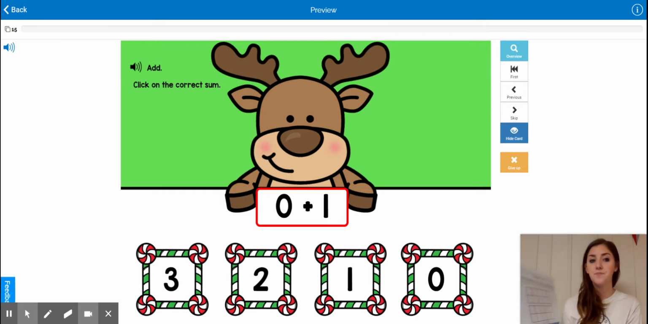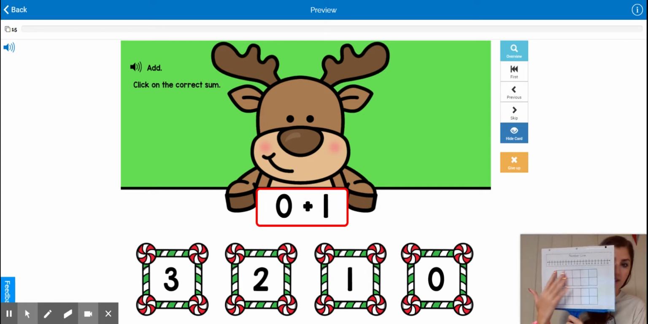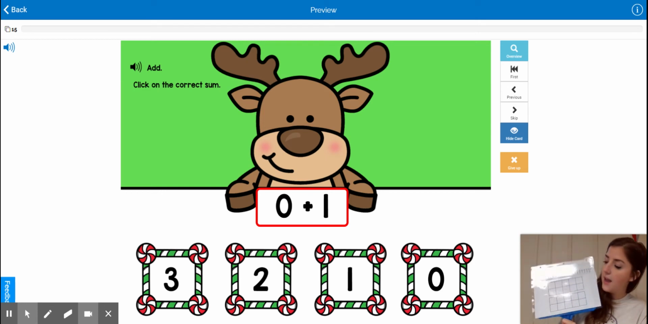It doesn't matter. Okay, so we see our moose here, or a reindeer. It's probably a reindeer, right? It's Christmas themed. And he has an equation for us. Okay, we have to look at the numbers here because he is telling us you have 0 and you're going to add one more. We are going to put together 0 and 1. Okay, so we have 0. 0 means nothing, so we have nothing here. And we are going to add 1.